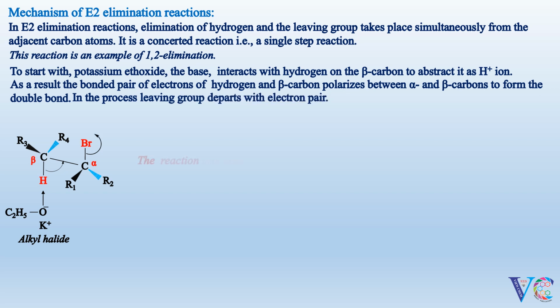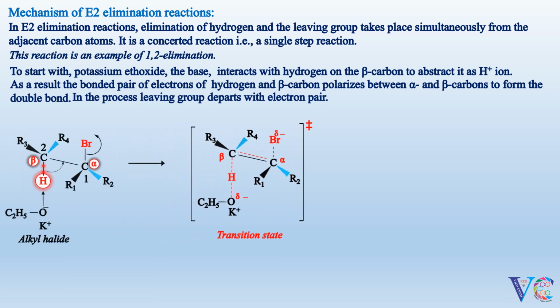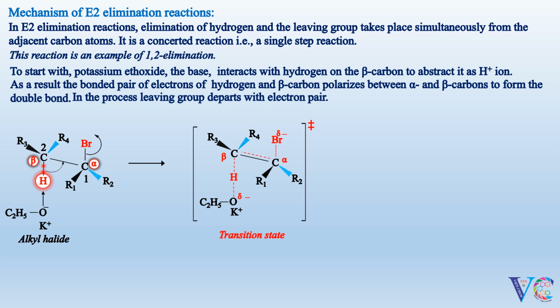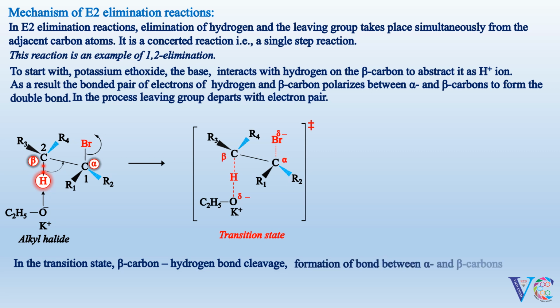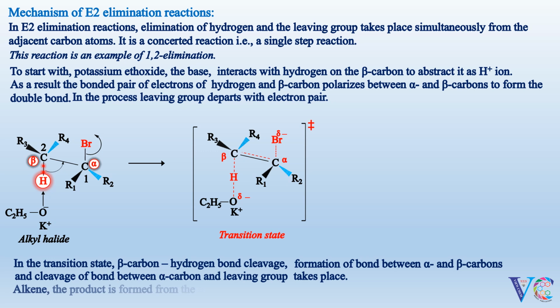The reaction proceeds through a transition state. In the transition state, beta carbon-hydrogen bond cleavage, formation of a bond between alpha and beta carbons, and cleavage of the bond between alpha carbon and leaving group take place. Alkene, the product, is formed from the transition state.